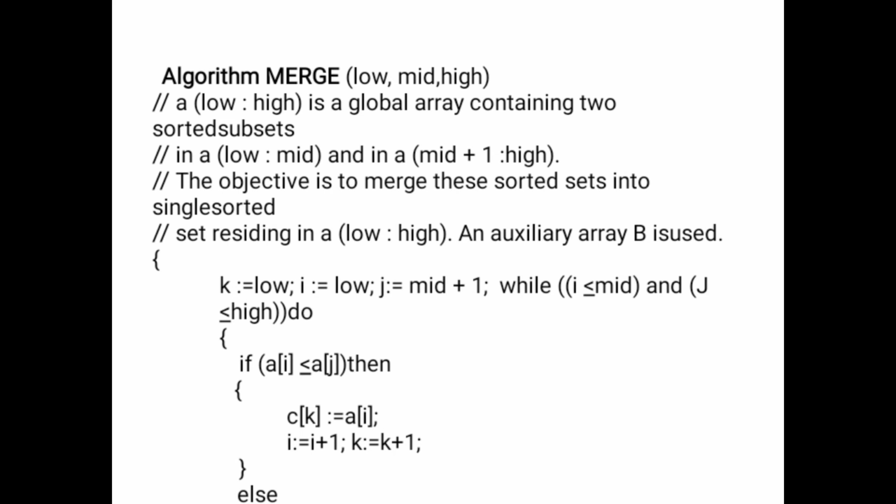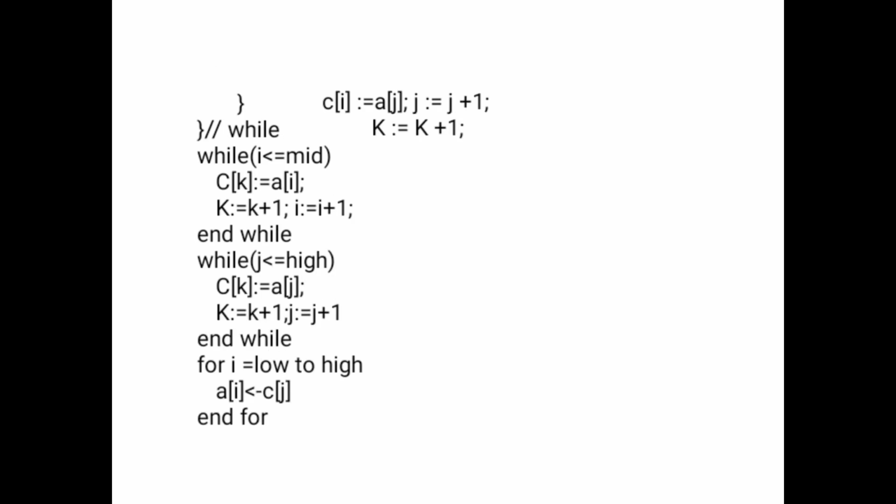Else, a of j is greater than a of i, which means that you have to insert a of j into the vector and increment the j pointer and k pointer respectively. In this way, you can see here the j pointer and k pointer are incremented till all the elements are inserted into the new vector c.